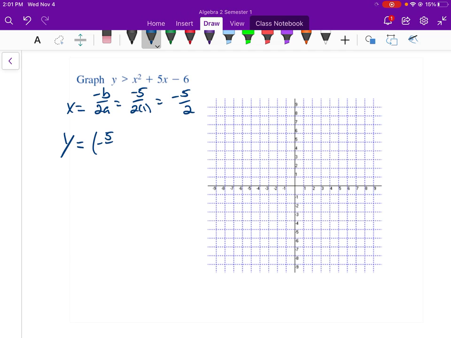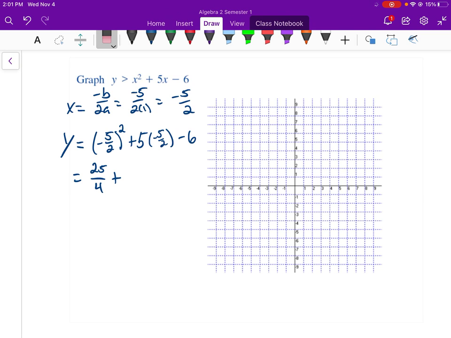So then we're going to have negative 5 halves squared plus 5 times that negative 5 halves minus 6. So a little bit more difficult one. So again, negative 5 halves squared. We're going to end up with a positive because we are squaring it. And what we do, square the top. So 5 squared, we get 25. Square the bottom, we get 4.